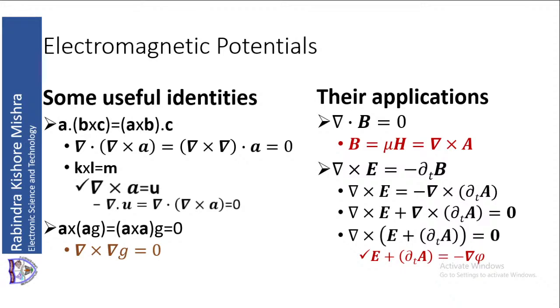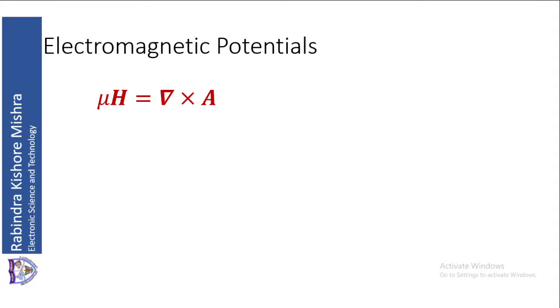So we have got two things now. B is equal to curl A, or B is equal to mu H, which is equal to curl of A, and E plus dou t operating on A is equal to minus grad phi. So two important relations we have got. So this is one important relation, mu H or B is equal to curl A. Other important relation is E plus dou t A is equal to minus grad phi.